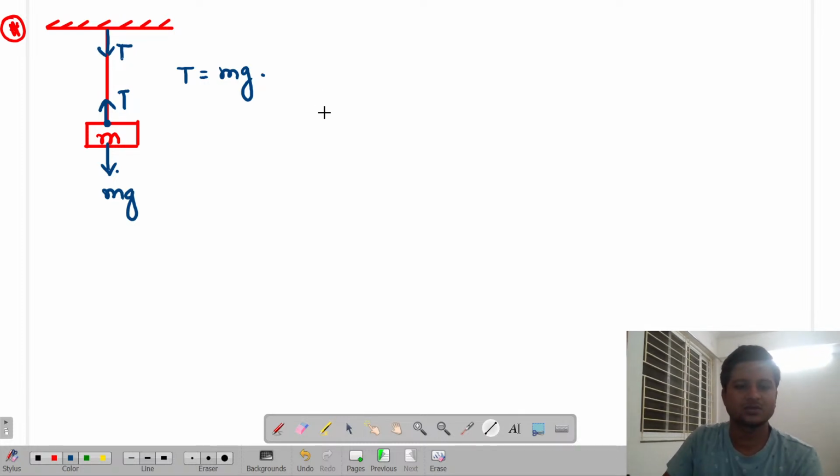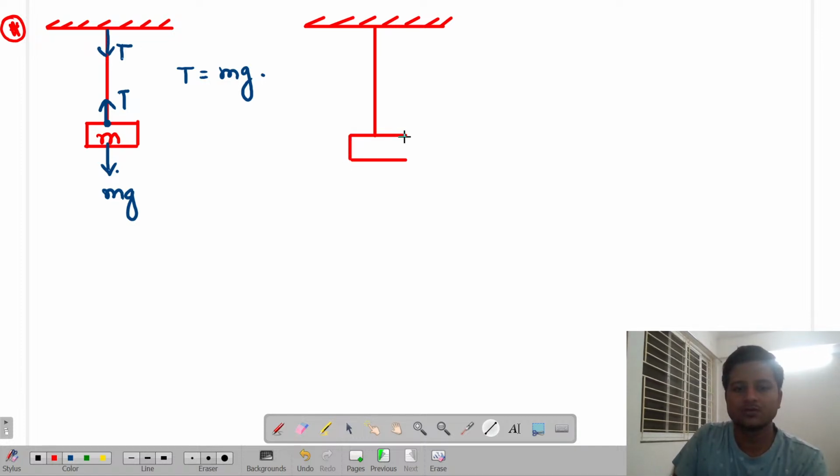In similar fashion, considering the system is at equilibrium, correct. Our system is in equilibrium. This thread is neither getting stretched, nor is anything happening with the thread, got it or not? And the thread is also massless. Okay, now let us once again hang two blocks this time.